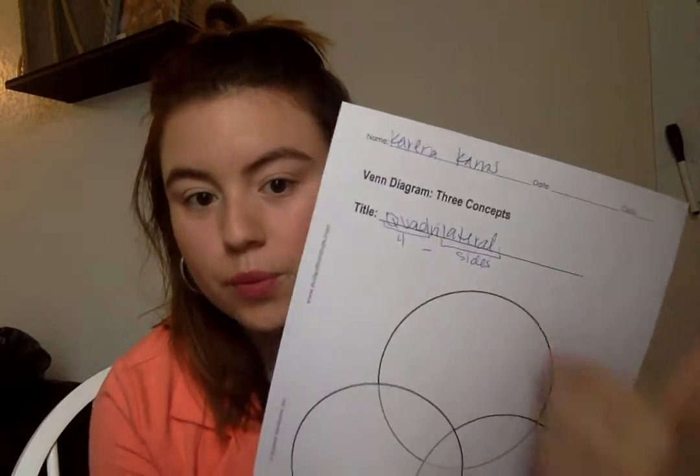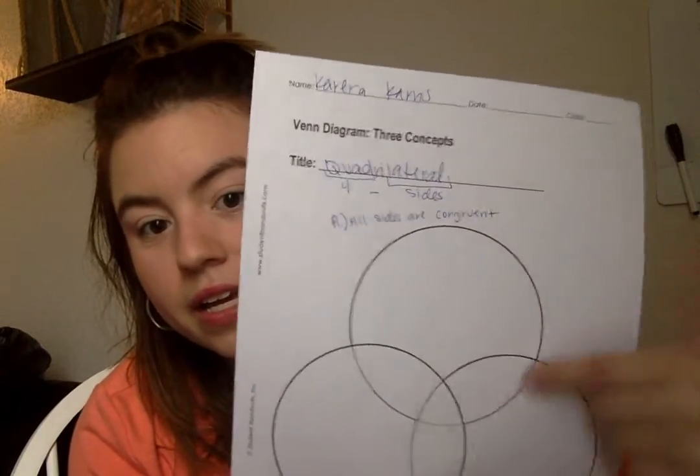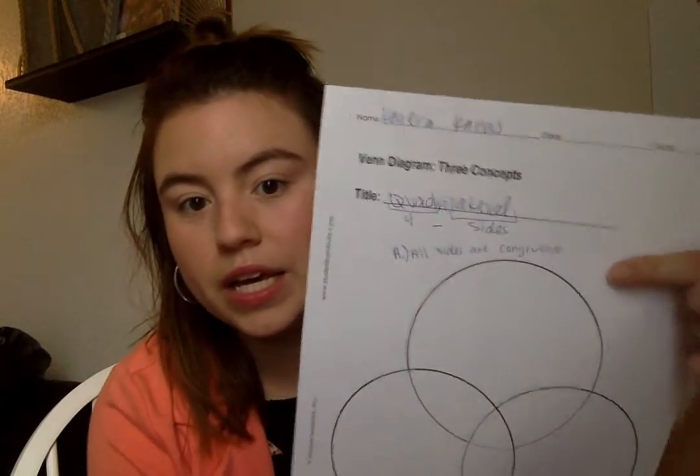We are going to begin by naming our categories or our three concepts. I'm going to begin with the first one right here, and we're going to name that category or concept A. Concept A is going to be all sides are congruent. So you wrote that there. Everything in concept A is going to be considered all sides are congruent. Everything that's going to be in that is going to fall under that property.